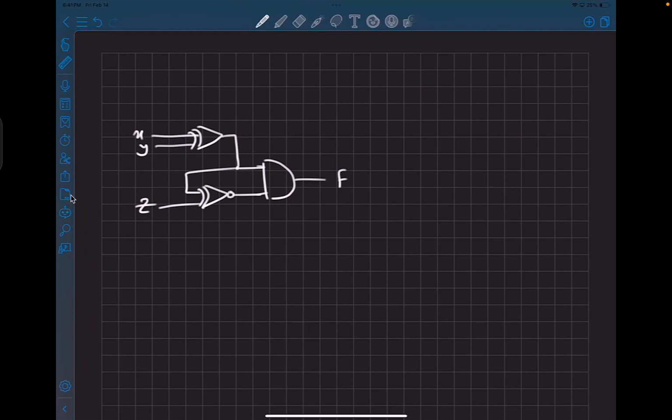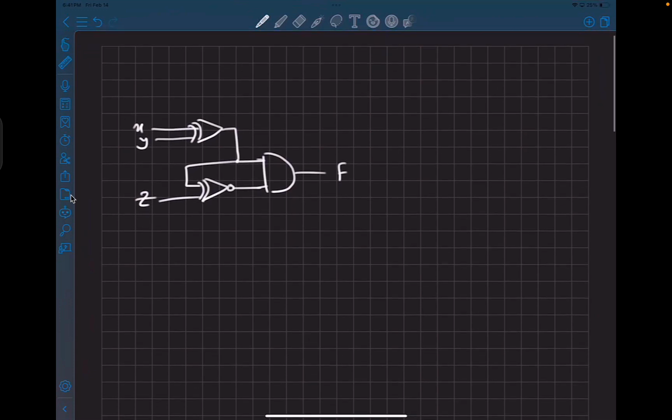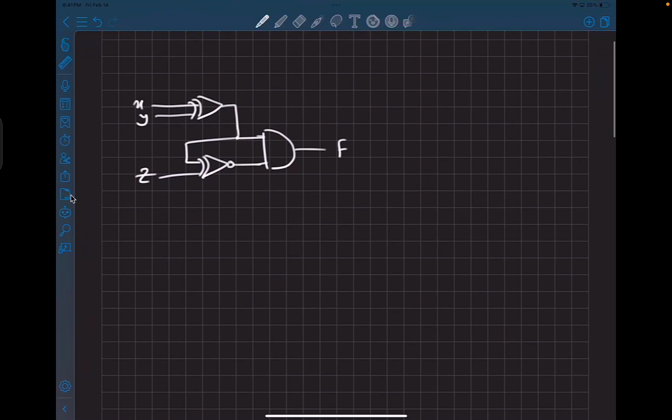Okay, so we have a problem. As you see the circuit here, we are going to find out the most simplified version of the circuit by using the Boolean algebra rules. So we have three inputs, X, Y, and Z. And our goal is to find out what is the output F based on the combination of X and Y and Z.